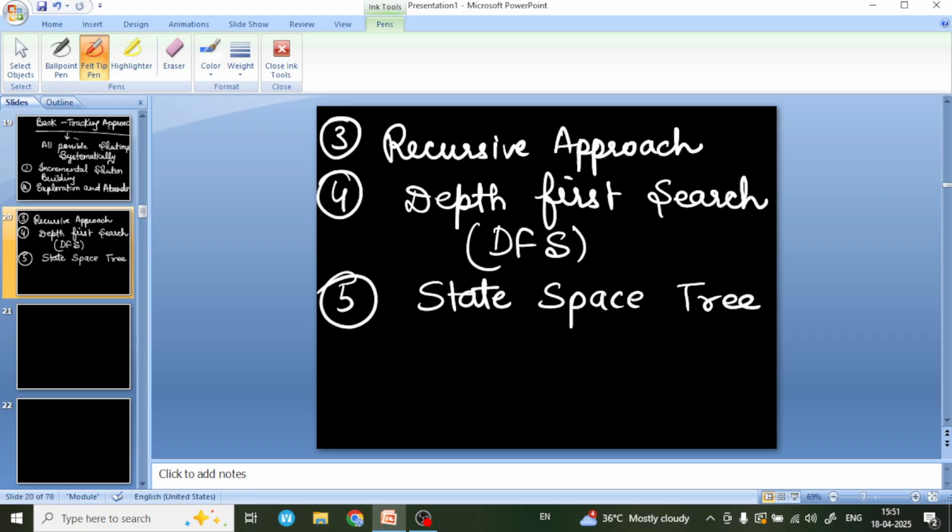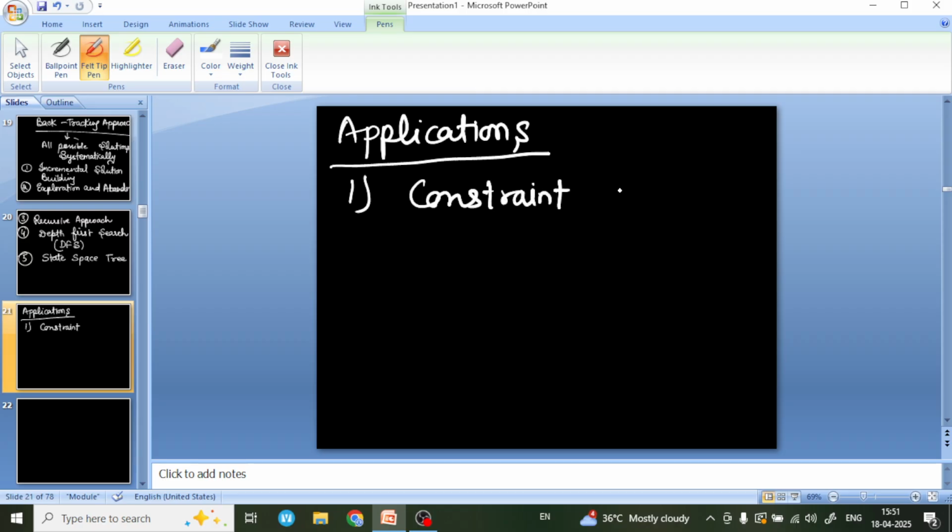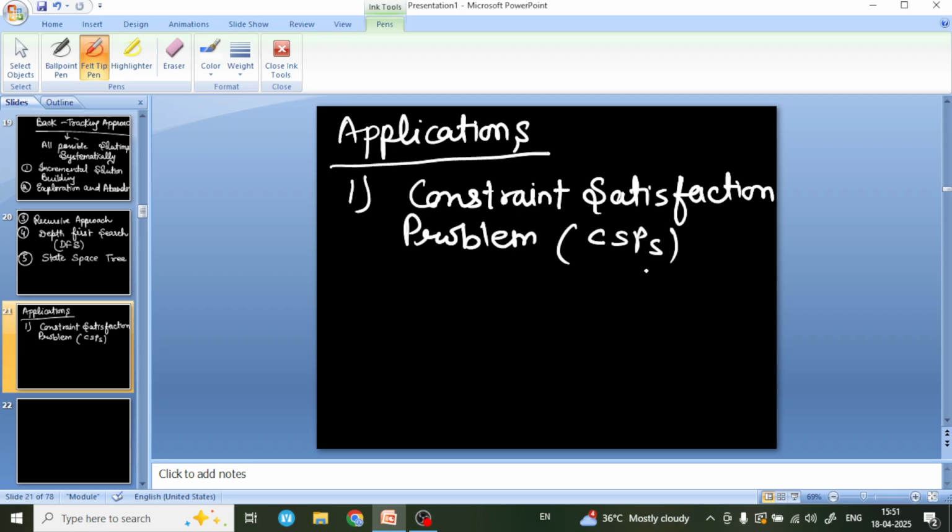What are the applications in which we use backtracking? First is constraint satisfaction problems, known as CSPs. Backtracking is a fundamental technique used for solving constraint satisfaction problems, where the main goal is to find values for particular variables which satisfy certain constraints, certain restrictions. That is known as the constraint satisfaction problem application, which is solved by the backtracking method.